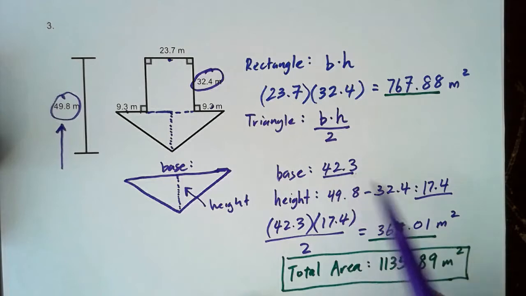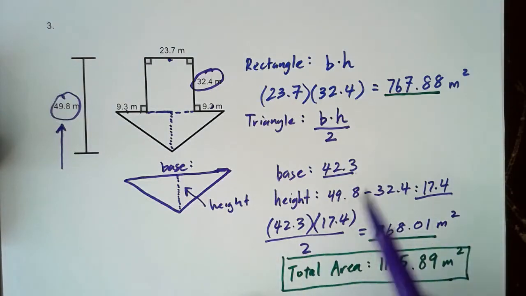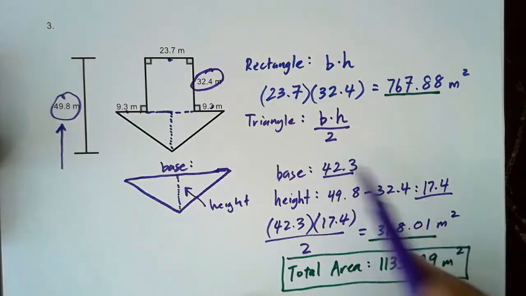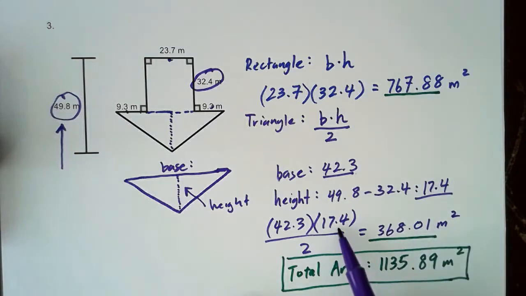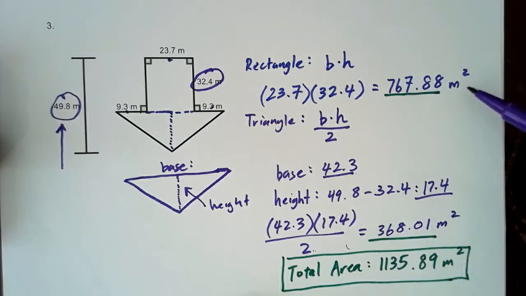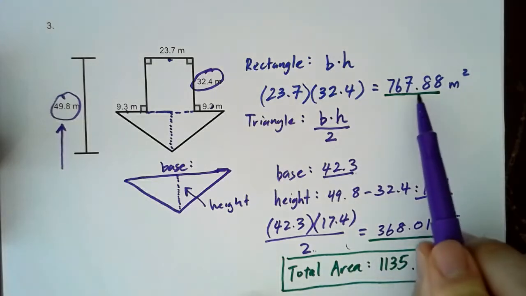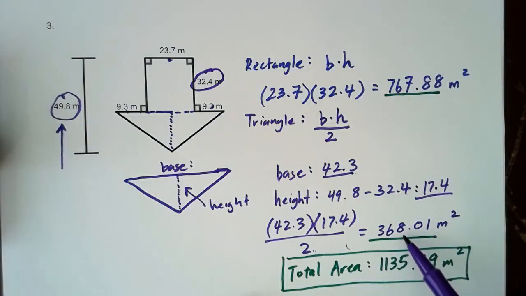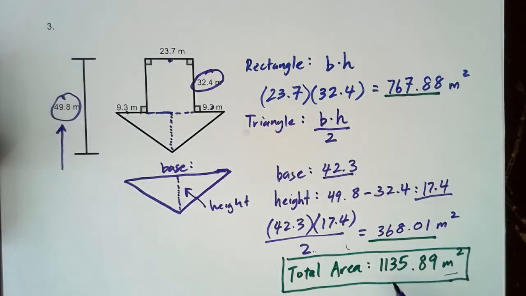Once I know the base and I know the height, all I have to do is multiply these two, 42.3 times 17.4, divided by 2 because it is a triangle, and then get my area of the triangle. And then finally, once you have the area of the rectangle plus the area of the triangle, you then add them up. My total area was 1,135.89 meters squared.